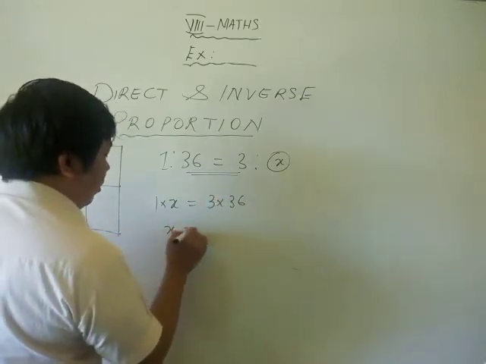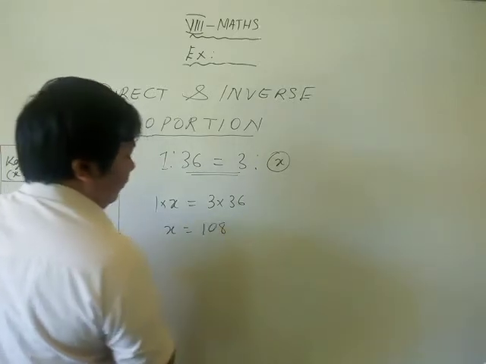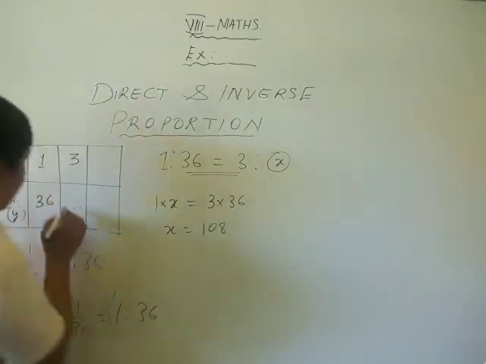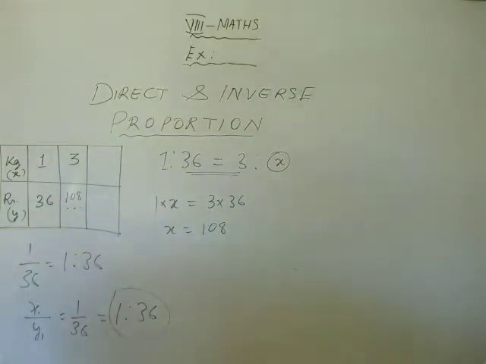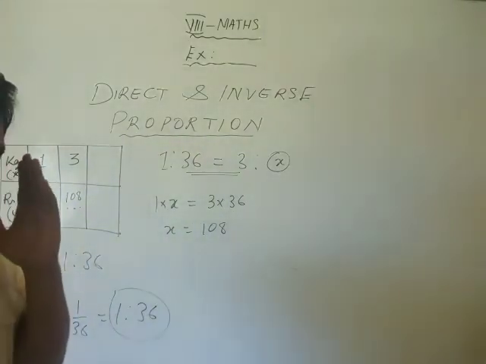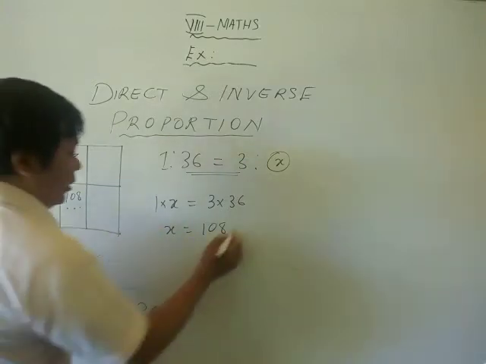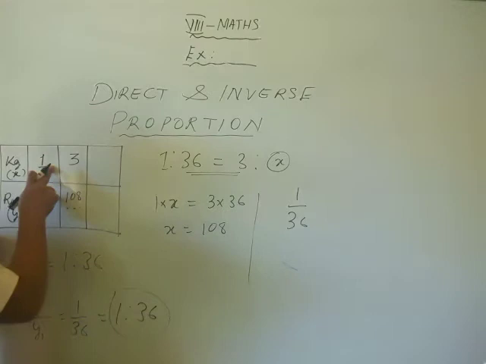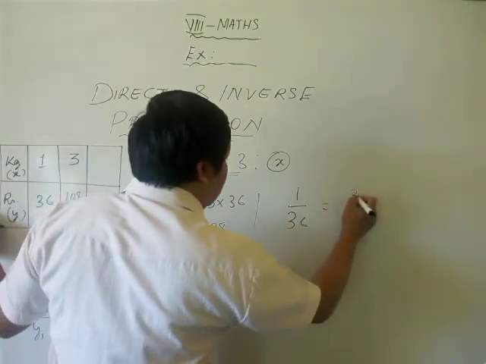So x is equal to how much? x is equal to 108. Yes, 108. It means here you get 108, because 108 is the amount, and it is the price of 3 kg of sugar, isn't it? So what happened here, we get this 108. Therefore, 1 by 36, the first one, x1, y1, will be equal to 3 by 108.